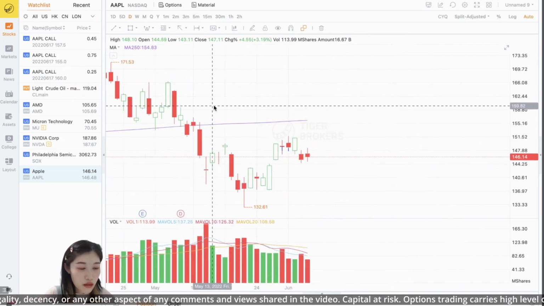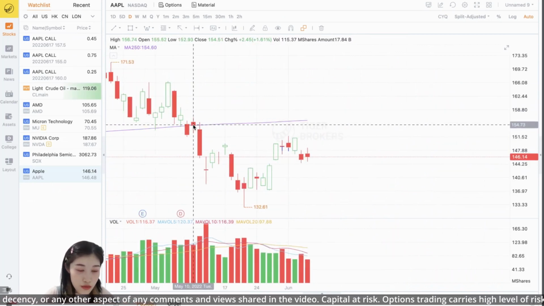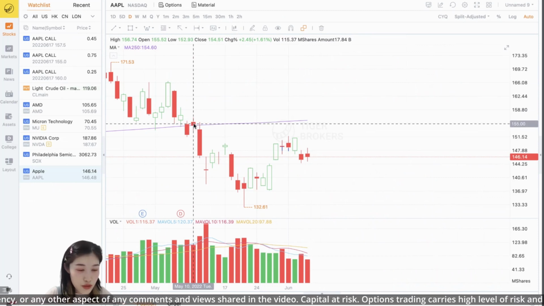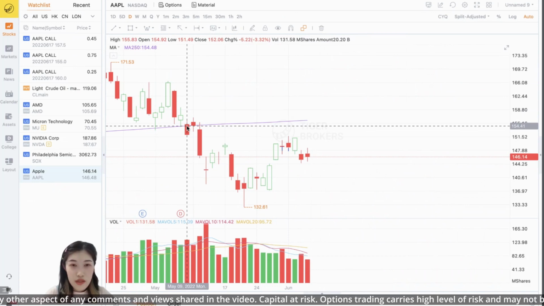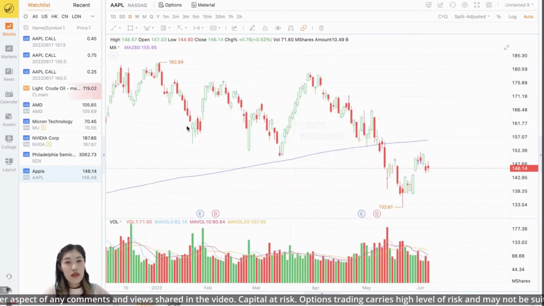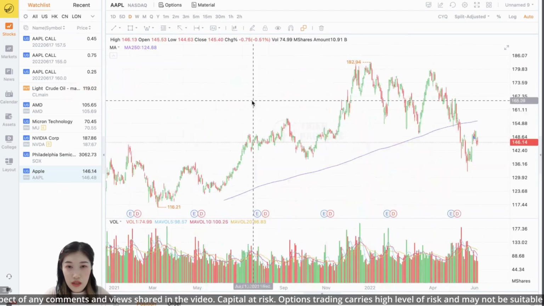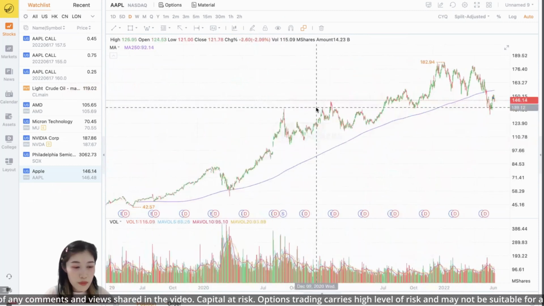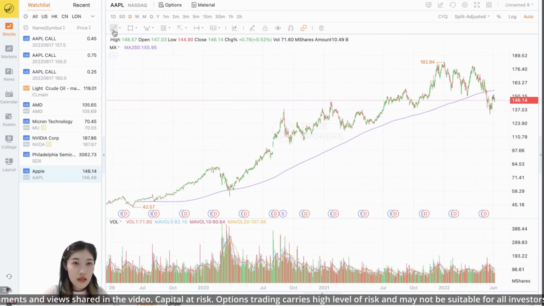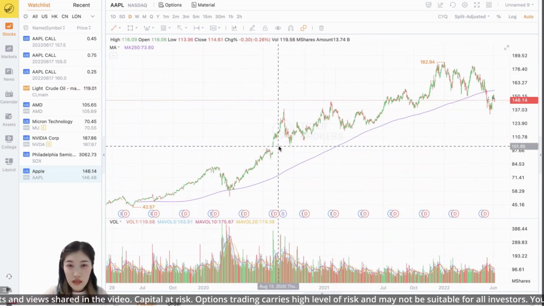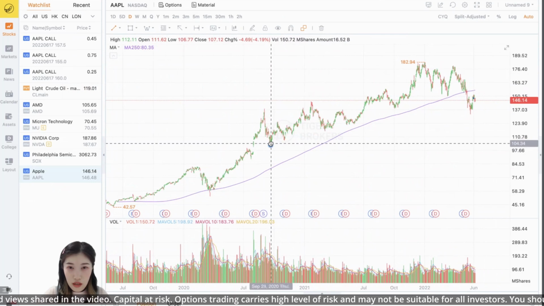As you can see now, Apple has dropped below MA250 on May 9th this year, which is about 3 weeks ago. In addition, during this period of stock price going up, we could draw a bullish trend line. Click on the trend line here, and I will place it around September 2020.